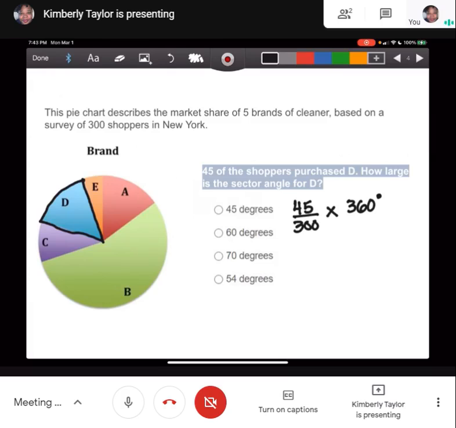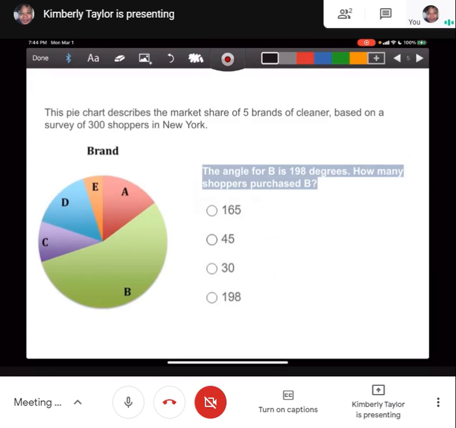The first one would give me the percent of people who chose D, and then I have to take that percent and figure out how many degrees of 360 degrees is that percent. So, 45 divided by 300 gets me 0.15, times 360 degrees, gets me 54 degrees. And this is the choice here. Okay, let's keep going.